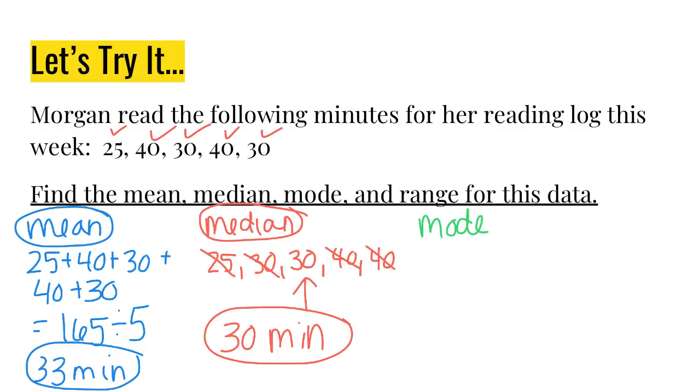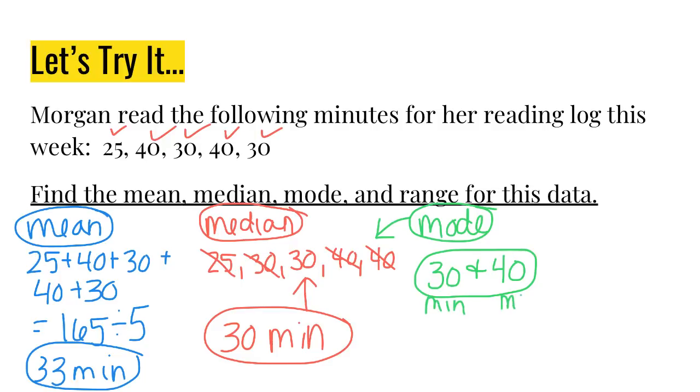Next, I'm going to do the mode, and I can just look at my list, and it looks like 30 happens twice and 40 happens twice. That's more than the 25 equal to each other. So I actually have two modes, 30 minutes and 40 minutes.